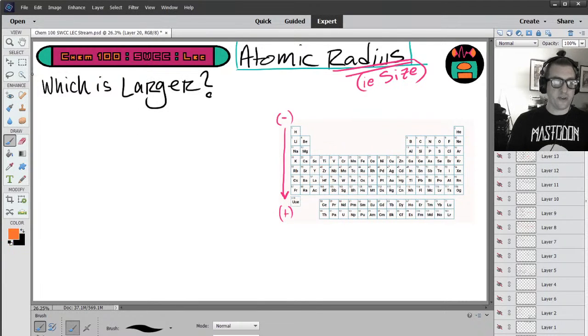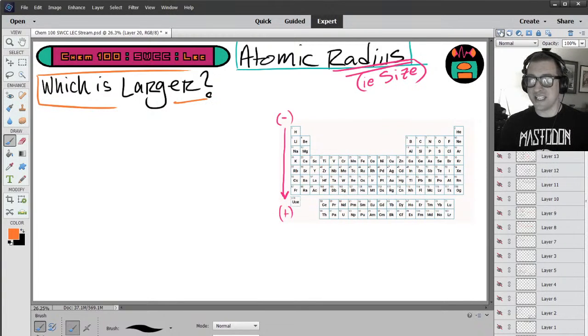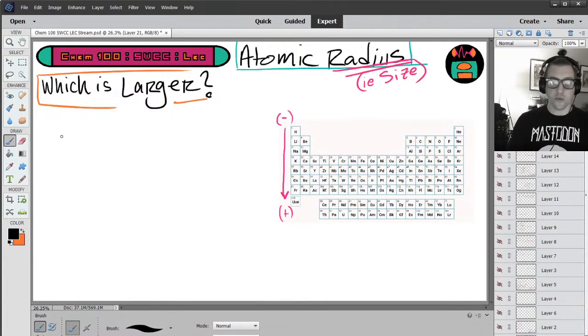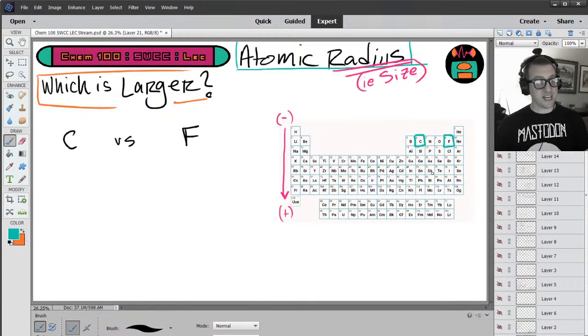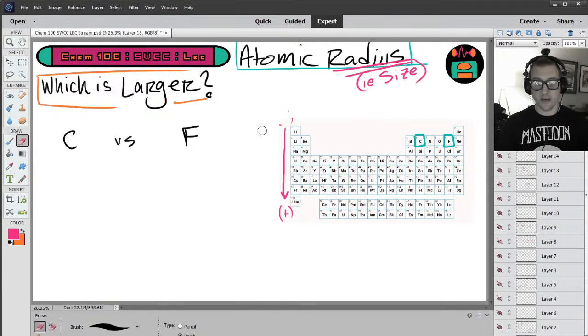What happens if I give you two atoms to compare that are on the same period? What if I ask you, which is larger? Carbon or fluorine? Both of these atoms are on the second period. All right? Second period. So how do you determine which is larger and which is smaller?